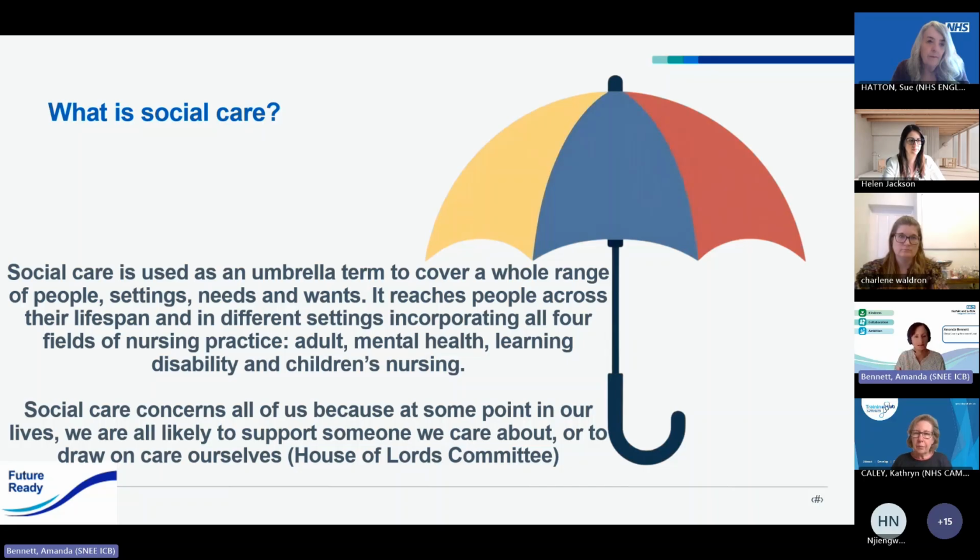And why does it matter? Well, social care concerns all of us, because at some point in our lives we will all be likely to draw on support for somebody we care about, or to draw on that care ourselves. So somewhere throughout our personal lives, we will be involved within social care, and so it really matters to all of us.